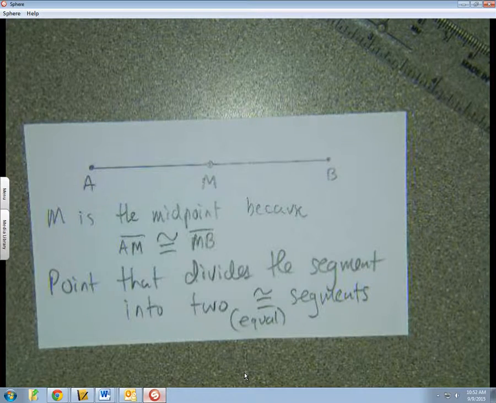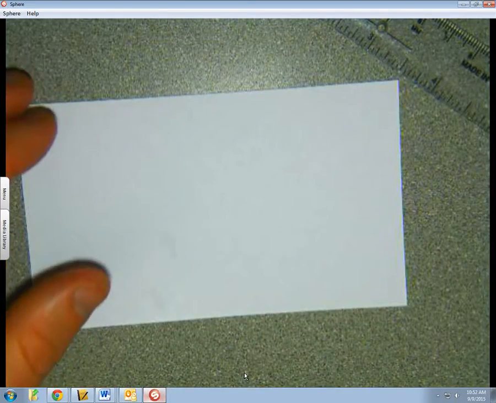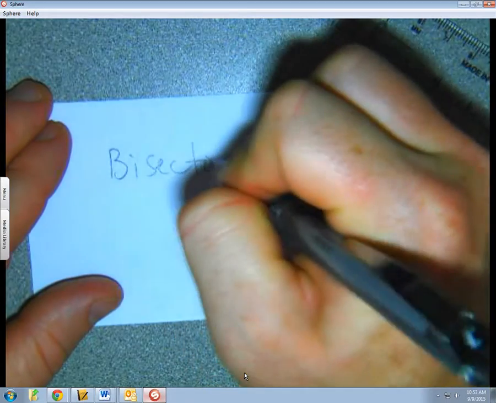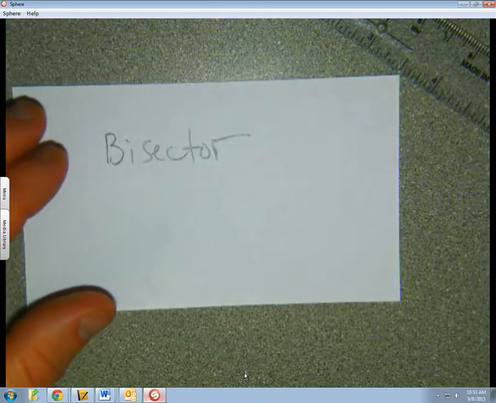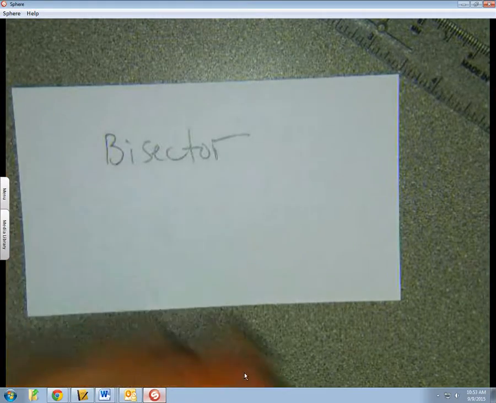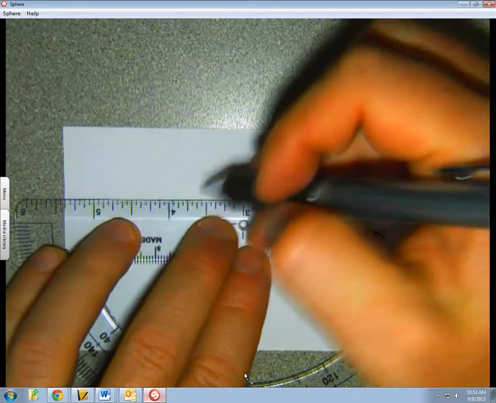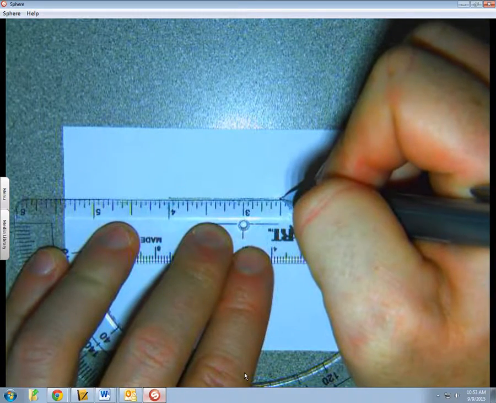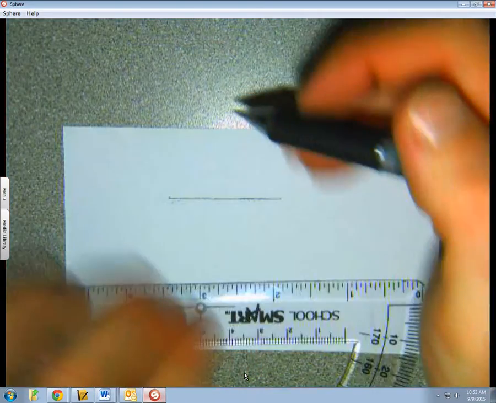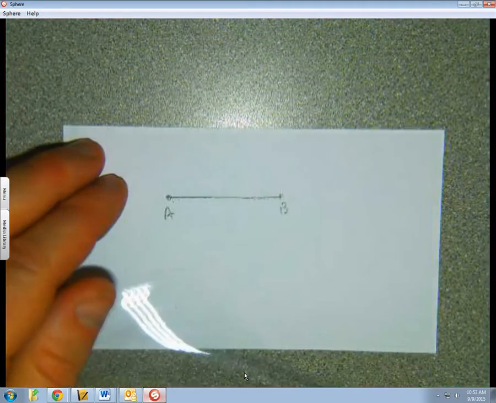Last definition, and then we will do a construction. Bisector. Bisector. Okay. So let's draw an example here. I'm going to make it a little bit complicated so we can hit a number of things. So I'm going to start with a segment. And I'm going to cut that segment in half.